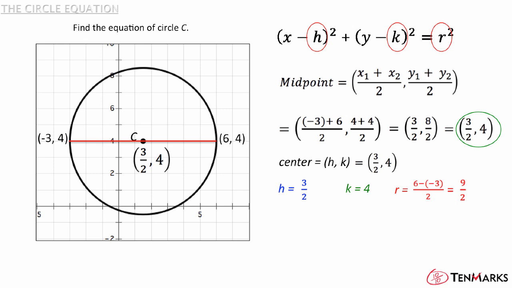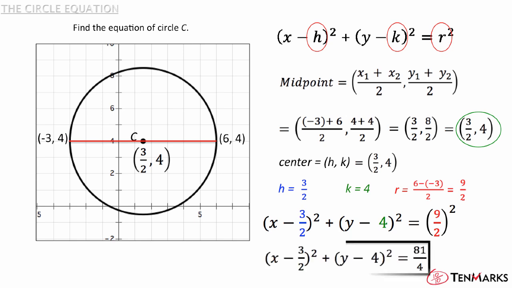Plug the values into the equation of a circle. You can only simplify (9/2) squared, which is 81/4. And this gives you the final equation: the formula for a circle centered at (3/2, 4) with a radius of 9/2 is (x minus 3/2) squared plus (y minus 4) squared is equal to 81/4.